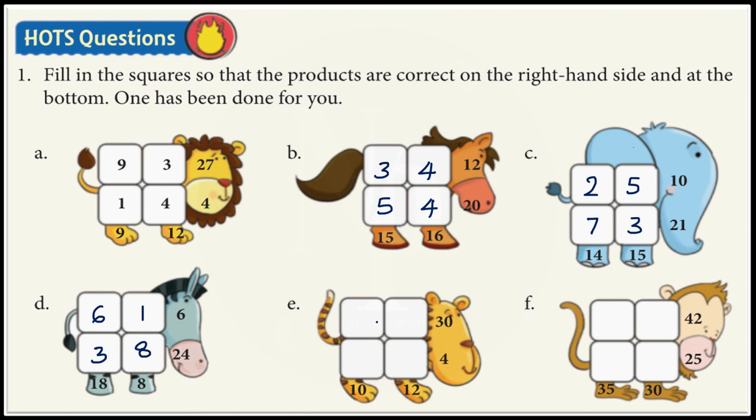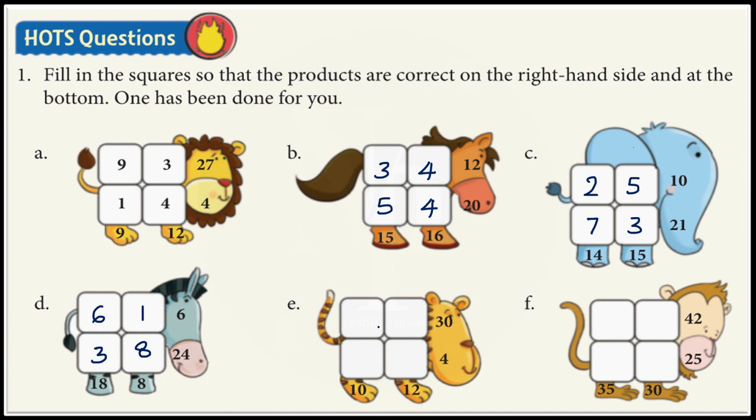Next is E. To get 30 here, we should have two digits to be multiplied in these boxes. So we can write 5 and 6. 5 6s are 30, and 2 twos are 4, 2 twos are 4 here, and while multiplying vertically we get 5 twos are 10 and 6 twos are 12.